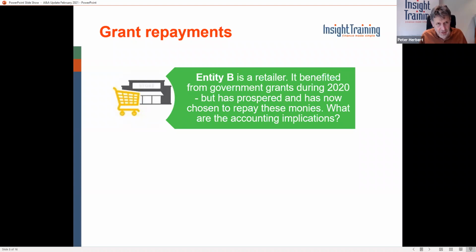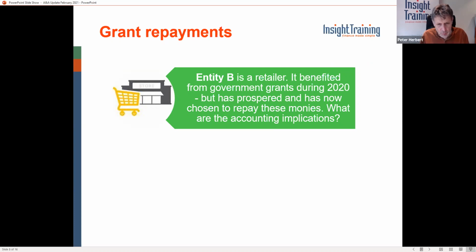Again, as with the previous scenario there, the key thing would be that in order to actually recognise the obligation to make the repayment here, what the retailer would need to do, it would need to demonstrate commitment to make the repayments. That's sometimes referred to in FRS 102 as constructive obligation. So again, a published statement of the intent to repay and a valid expectation therefore created in order for that particular provision to be made.